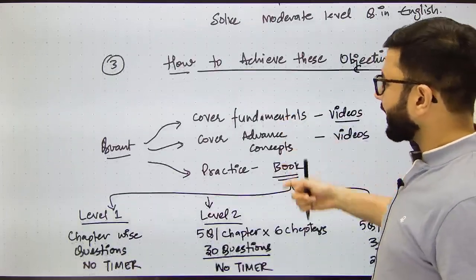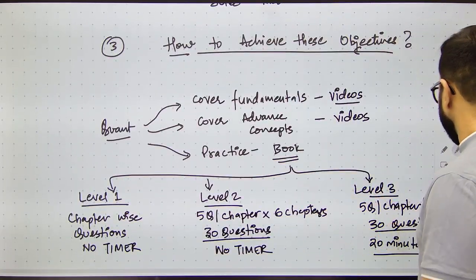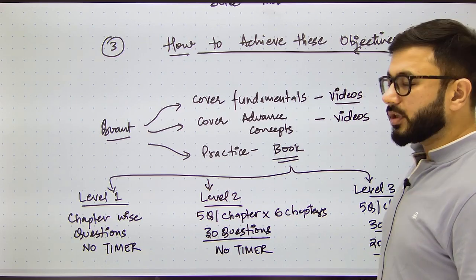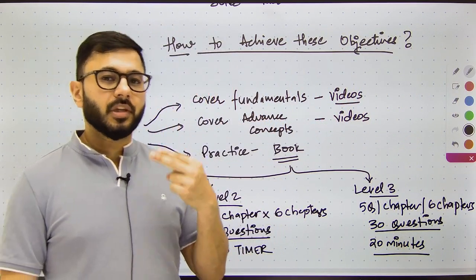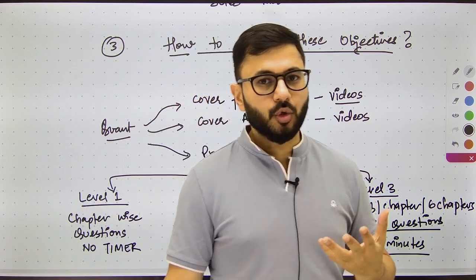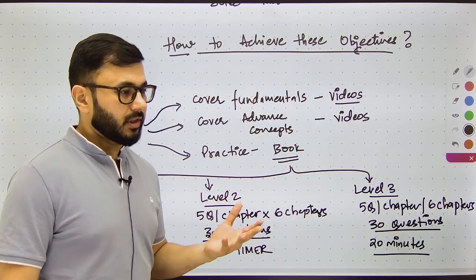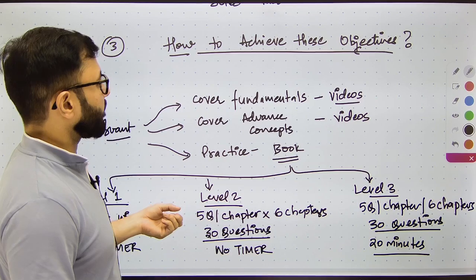So let's come to point number 3, which is the most important: how to achieve these objectives. I have identified my objectives, I have understood the weightage. Now how do I achieve these objectives? What do I need to do in order to be able to achieve these objectives? Let's understand one by one.